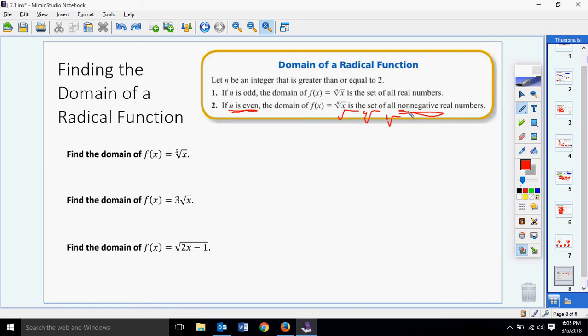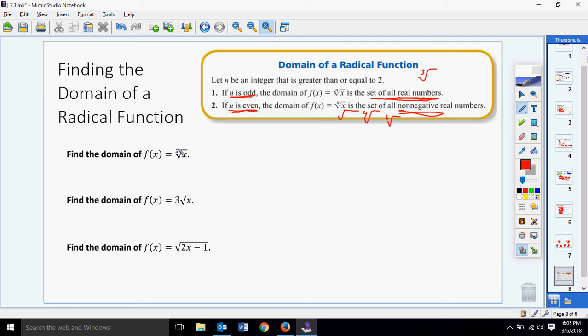All non-negative numbers. But if n is odd, so our index is an odd number, such as the cube root, the fifth root, the seventh root, then it can be anything, all real numbers. So the only time that we have to be wary is when we're taking the square root or the fourth root or any even root.